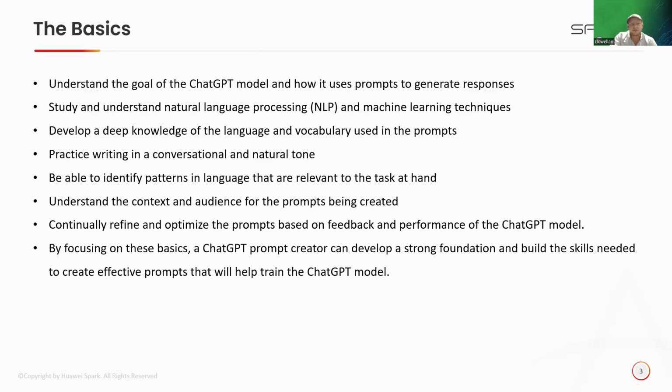Basics. You need to understand the goal of the ChatGPT model. Study and understand natural language processing at its most basic level. Ask ChatGPT to explain it to you like a 5-year-old, a 14-year-old, an 18-year-old, and it will give you different prompts to help you understand it. Practice writing in a conversational, natural tone. Be able to identify patterns in language, understand context and audience for prompts. I'm going to demonstrate that to you. Continuously refine and optimize the prompts.